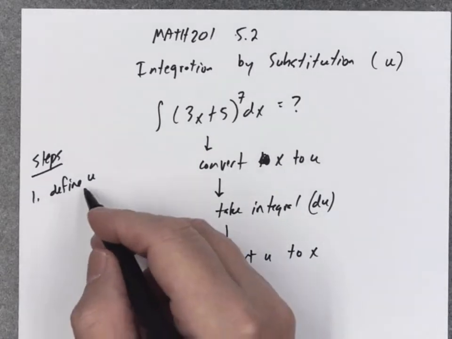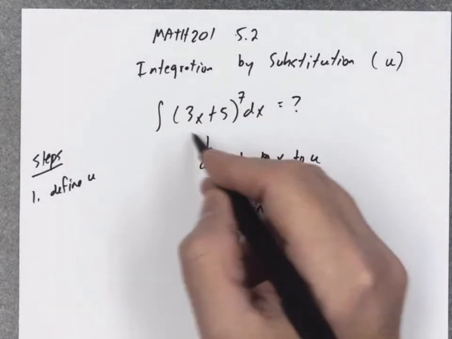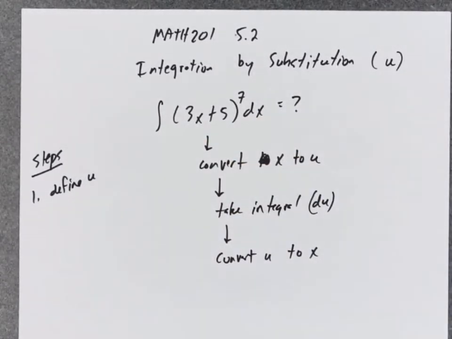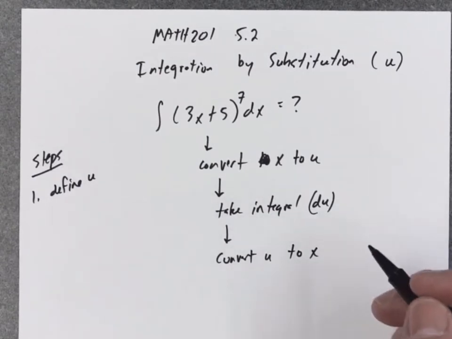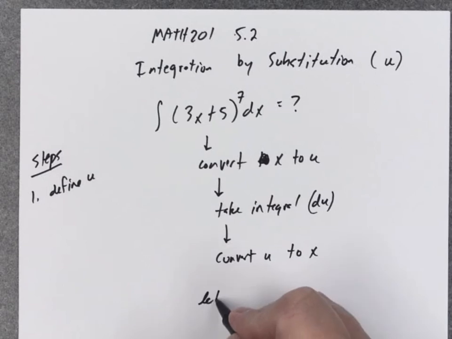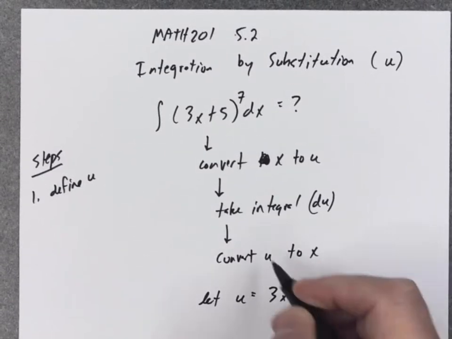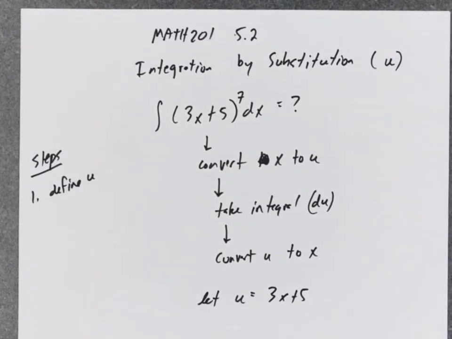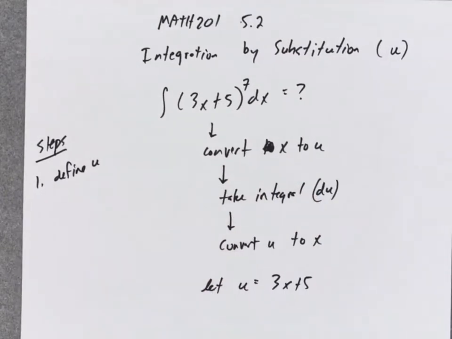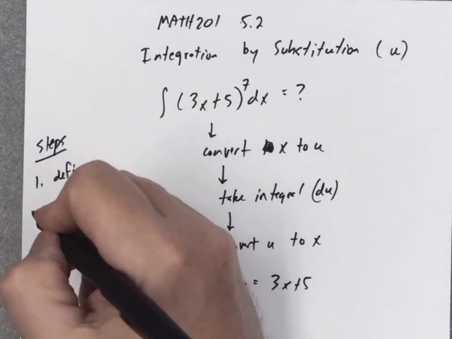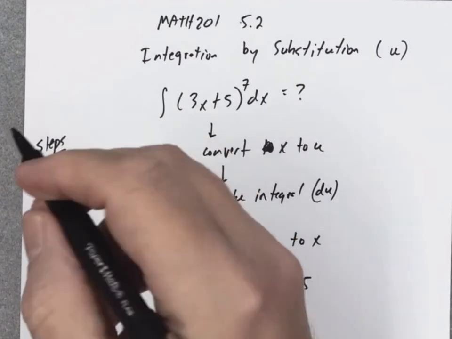So here are the steps. First, define u. For this kind of problem, whenever you have parentheses, or parentheses raised to an exponent, the u is almost always whatever is inside the parentheses. So I'm going to define the variable u to equal 3x plus 5. 3x plus 5 is inside the parentheses. Second step.